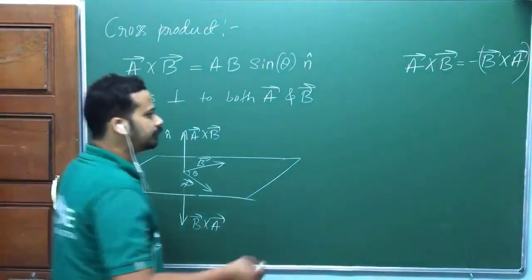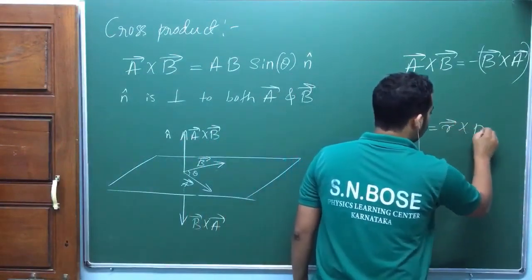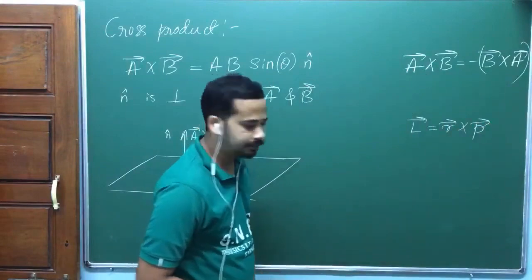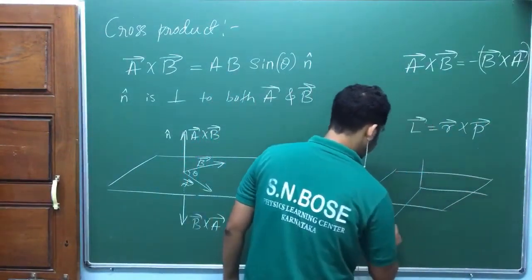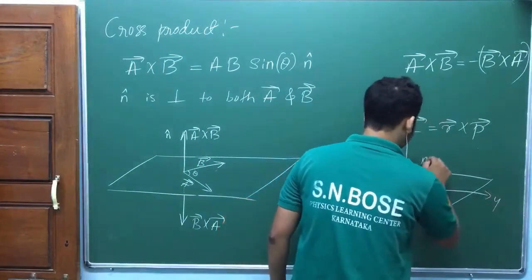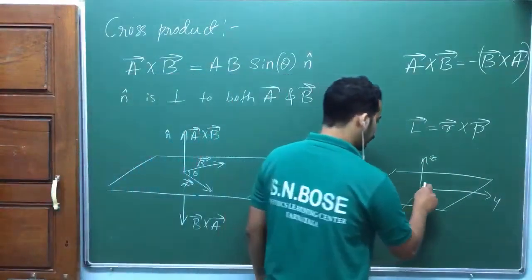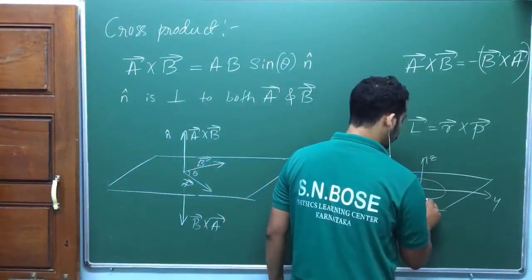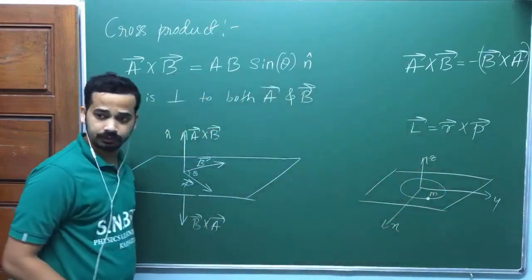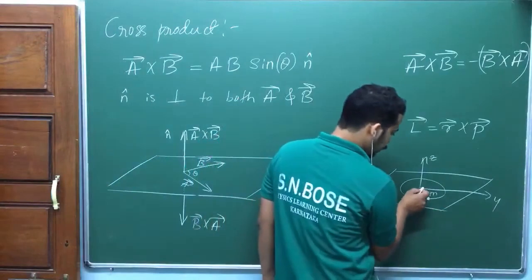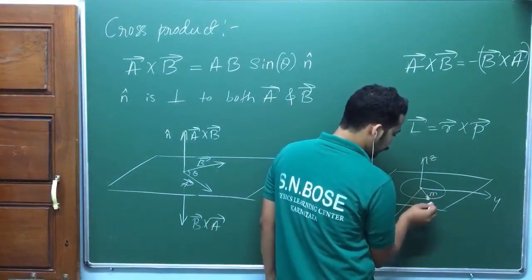Is that okay? What are the examples? The best example is angular momentum, R cross P. Suppose we take the XY plane here: X axis here, Y axis here, Z axis here. Suppose a particle of mass m is moving in a circular motion on the XY plane. Then obviously you can draw the radial vector from the origin. This is the R vector.